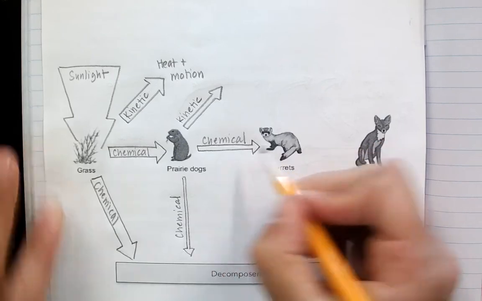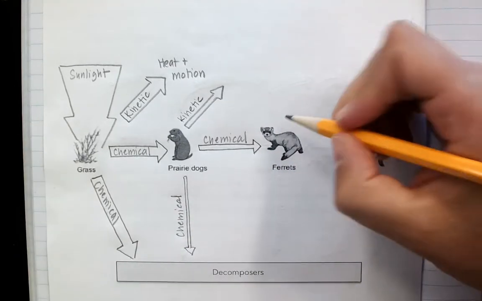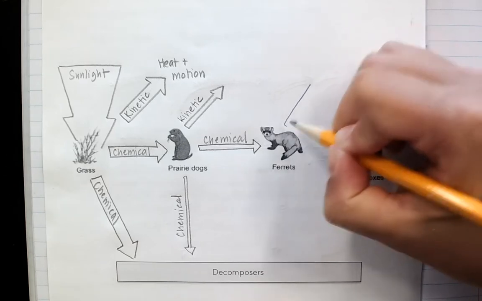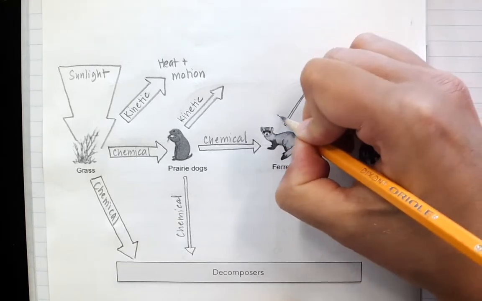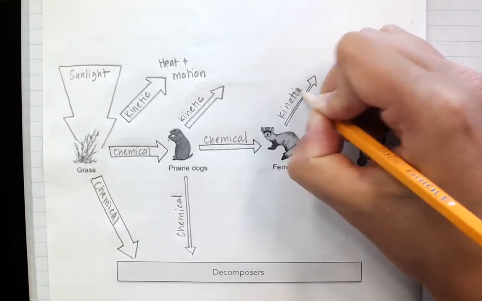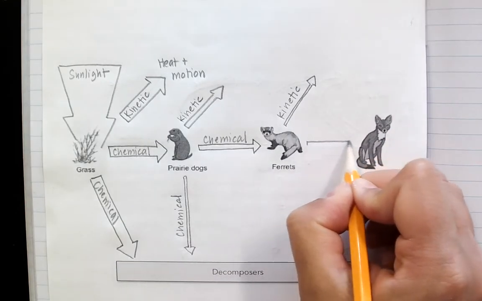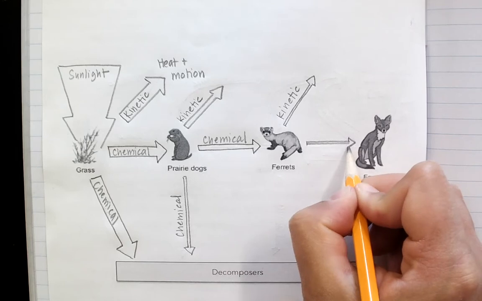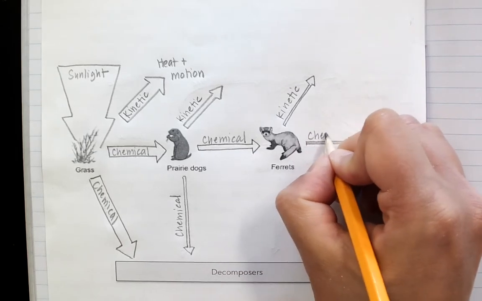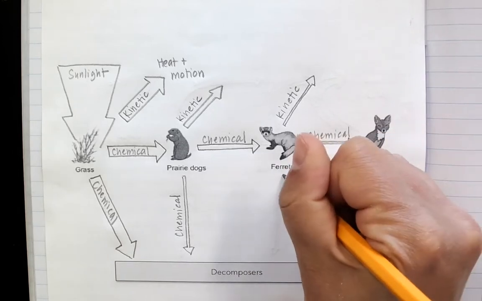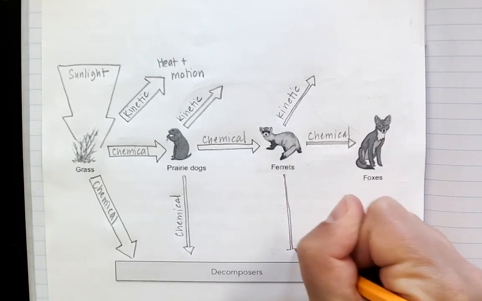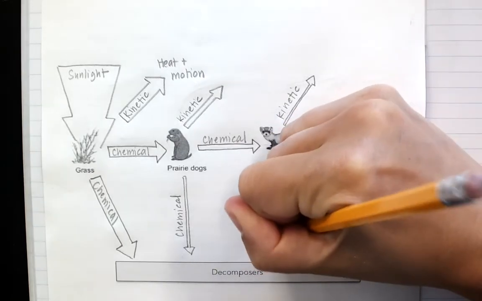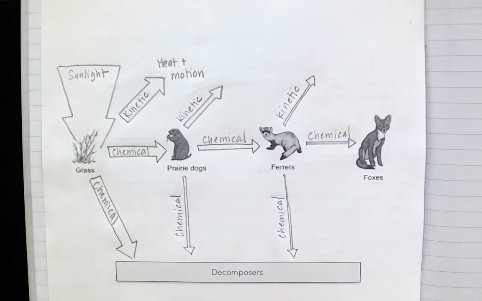All right, ferrets are getting this smaller amount of chemical energy. Ferrets are doing some cellular respiration. So that's going to be released as kinetic energy. Some of them are being eaten. That's moving chemical energy. And some of them don't get eaten, manage to live to a ripe old age, and then they die and are decomposed. So that is also chemical energy. Last but not least, we have our foxes.